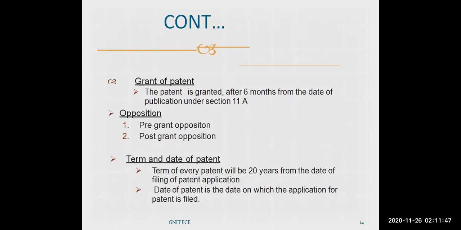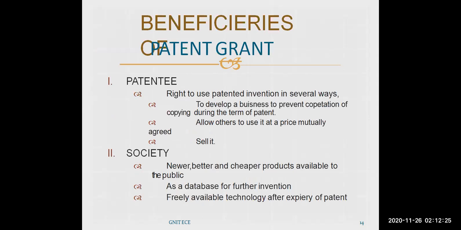So the next stage is grant of patent. The first stage is filing of patent, next is the first examination report, and the last stage is grant of patent. The patent is granted after 6 months from the date of publication under section 11A. Now opposition: there are two types of opposition, one is pre-grant opposition, another is post-grant opposition. Term and date of patent: the term of every patent will be 20 years from the date of filing of the patent application. The date of patent is the date on which the application for patent is filed.